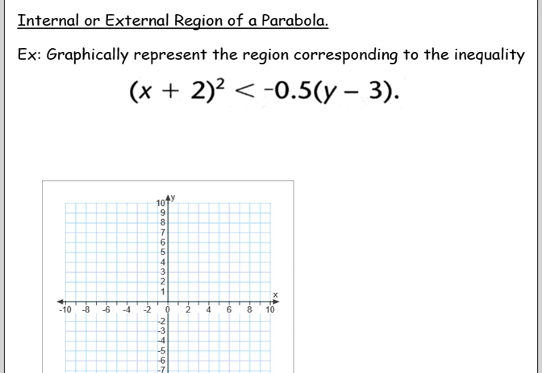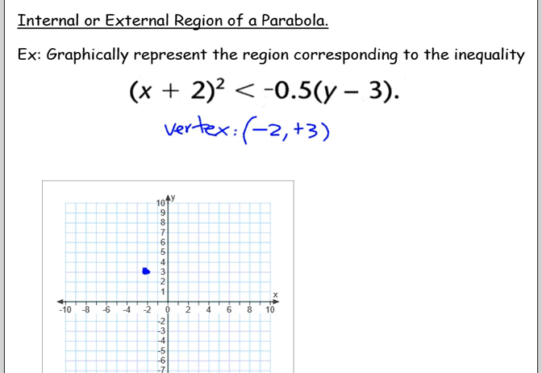One more example about the regions, internal or external. So if they ask you to graphically represent the region corresponding to this inequality, let's look at your vertex first. You can identify the vertex easily. That's negative 2 and negative 3. Oh wait, negative 2 and, so be careful on this one, because it's y minus k, so negative 2 and then 3. So we have our vertex here.